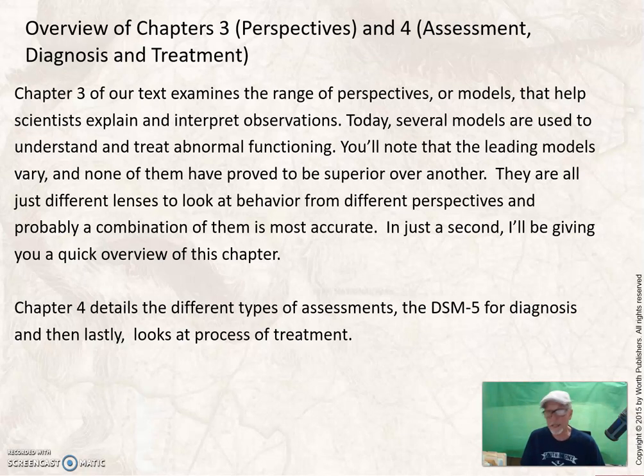Chapter 3 of our text examines the range of perspectives or models that help scientists explain and interpret behavioral observations. Today, there are several models used to understand and treat abnormal functioning. And you'll note in the reading that the leading models vary and none of them have proved to be superior over another. They're all just different lenses to look at behavior from different perspectives, and probably a combination of them is the most accurate.